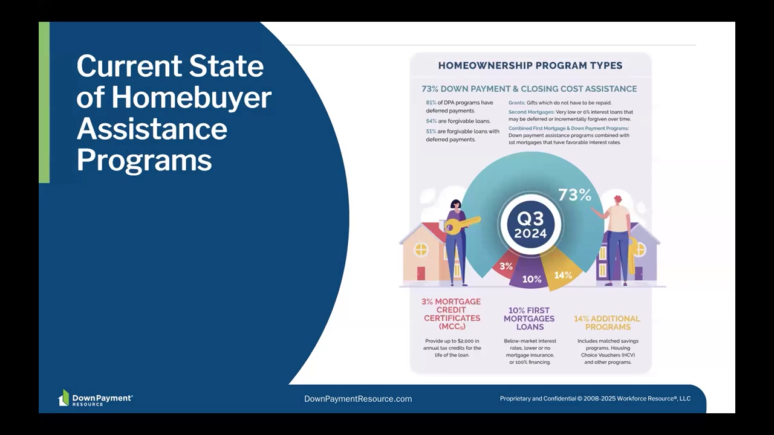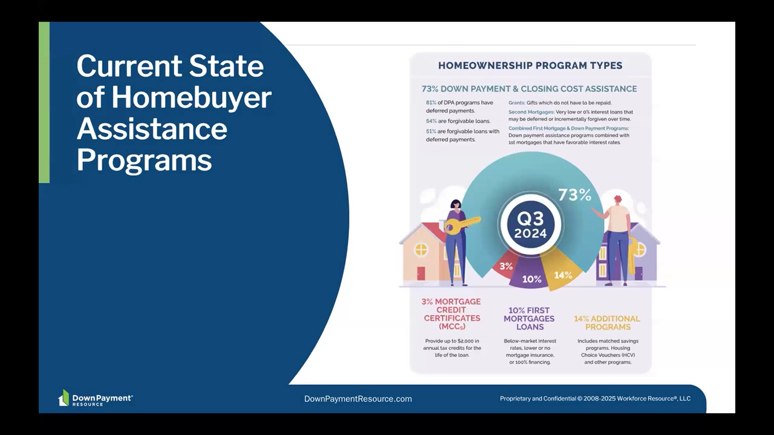Let's discuss quickly, though, the current state of home buyer assistance programs. Of all the home buyer programs out there, currently about 73% are some form of down payment or closing cost assistance. Keep in mind that's really a catch-all category, though, and we're going to dig a little deeper into that later. We discussed this in another webinar we did last month, but it's important to know that not all DPAs are the same.